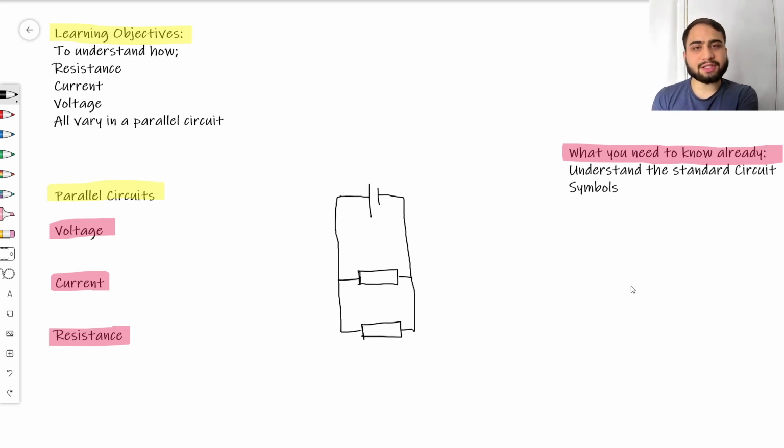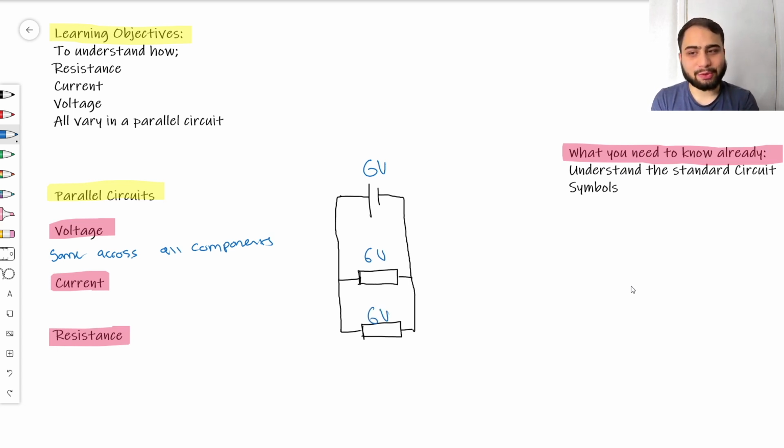Now, how does the voltage change across a parallel circuit? If our voltage here is 6 volts, voltage is the same across all components. So if the cell here is 6 volts, this resistor here is also 6 volts, and this resistor here is also 6 volts. They're all the same.